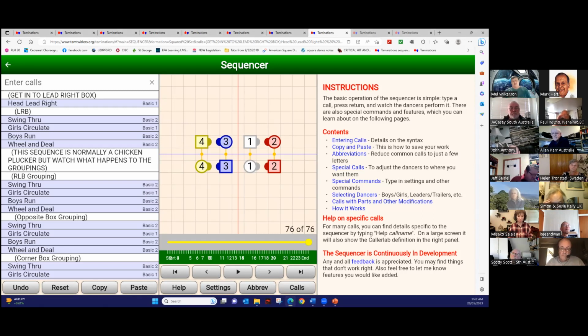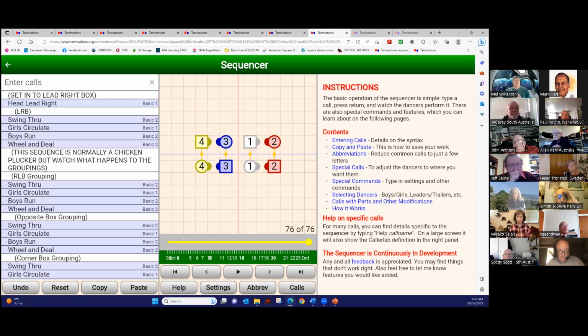And what Alan is saying is absolutely correct. If you look at your magic module and you take the bend the line off it, change it to a wheel and deal, you can add the girls circulate, leave out the boys trade, or you can leave out the girls circulate and keep the boys trade. It'll work either way. What I didn't want to do is confuse it, because that just adds more and more and more modules to the technique. Most of the things that you will already know are still going to work. And we talked about that briefly. You've got your foundation modules, which are your zero, swing through, boys run, Ferris wheel, centers pass through.